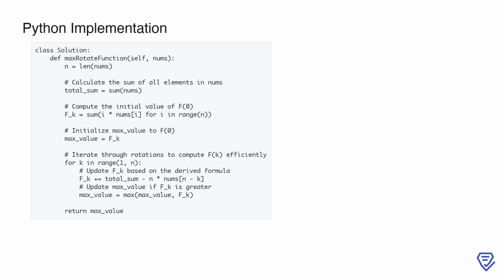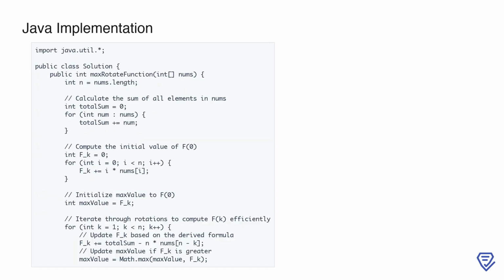Complexity. Time complexity: O(n), since we compute f0 in O(n) and perform O(n) updates for the subsequent rotations. Space complexity: O(1), as we use only a constant amount of additional memory. This optimized solution ensures that the problem is solved efficiently even for larger arrays, adhering to the constraints of the problem.